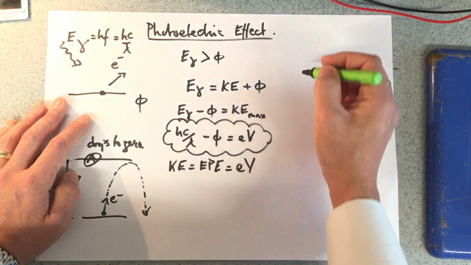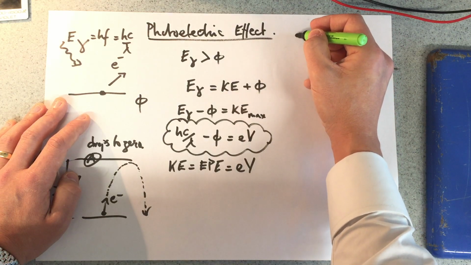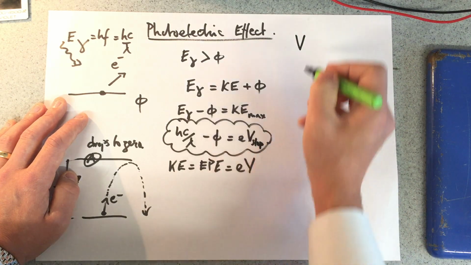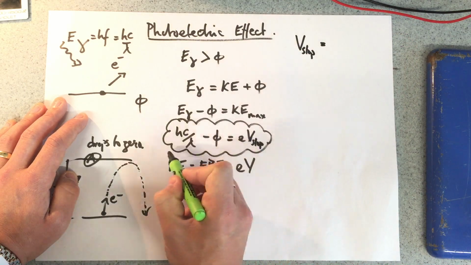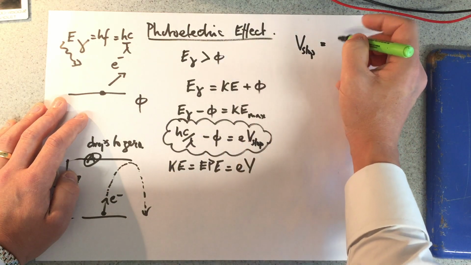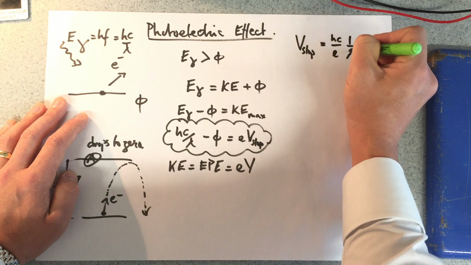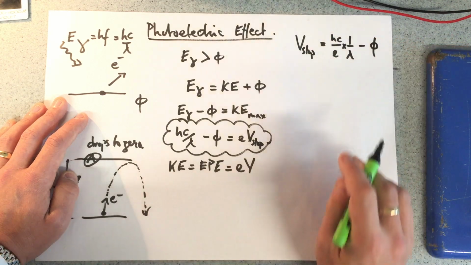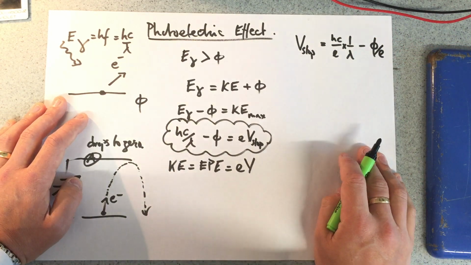So what I probably want to plot here is voltage, my stopping potential, should I call it, V stop, is equal to, I'm going to divide through by e on all these fronts, hc over e times 1 over lambda minus phi over e. Sorry, got the e in there.